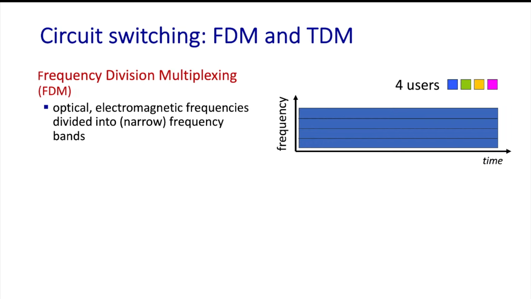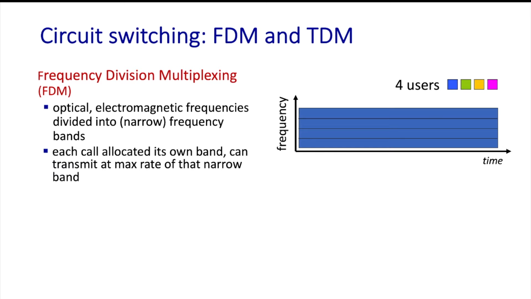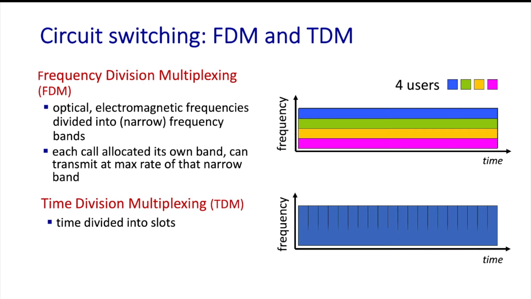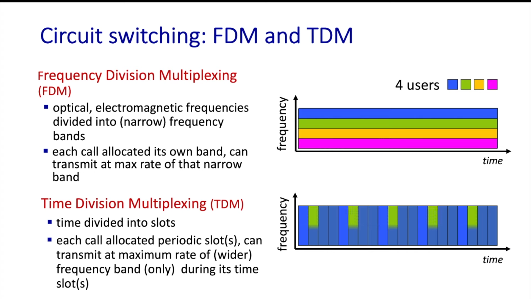Circuit switching is done in one of two ways, either frequency division multiplexing, FDM, or time division multiplexing, TDM. In FDM, the electromagnetic or optical spectrum is divided into narrow frequency bands, and each call is allocated one of those narrow bands and can transmit at the full rate allowed by that band. In TDM, time is divided into slots, and each call is allocated a periodic set of slots.